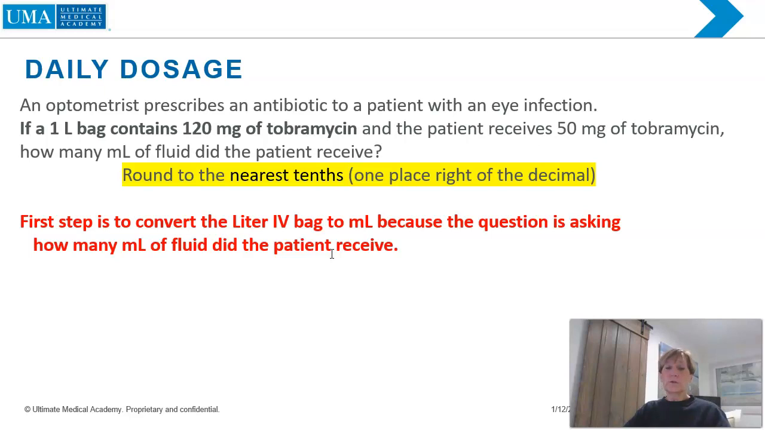On daily dosages, some of you are great at doing daily dosages, and some of you just need a little refresher from the beginning of other classes. In this case, we have another conversion to do. A 1 liter IV bag contains 120 milligrams of tobramycin. Think of it as 1 IV bag, and in this IV bag is 120 milligrams of tobramycin. But the patient is only supposed to receive 50 milligrams of tobramycin. This one is asking to round to the tenth place, so remember, that's only 1 place right of the decimal. We have to convert our liter to milliliters, because see right here it asks how many milliliters. So we have to convert our 1 liter to milliliters.